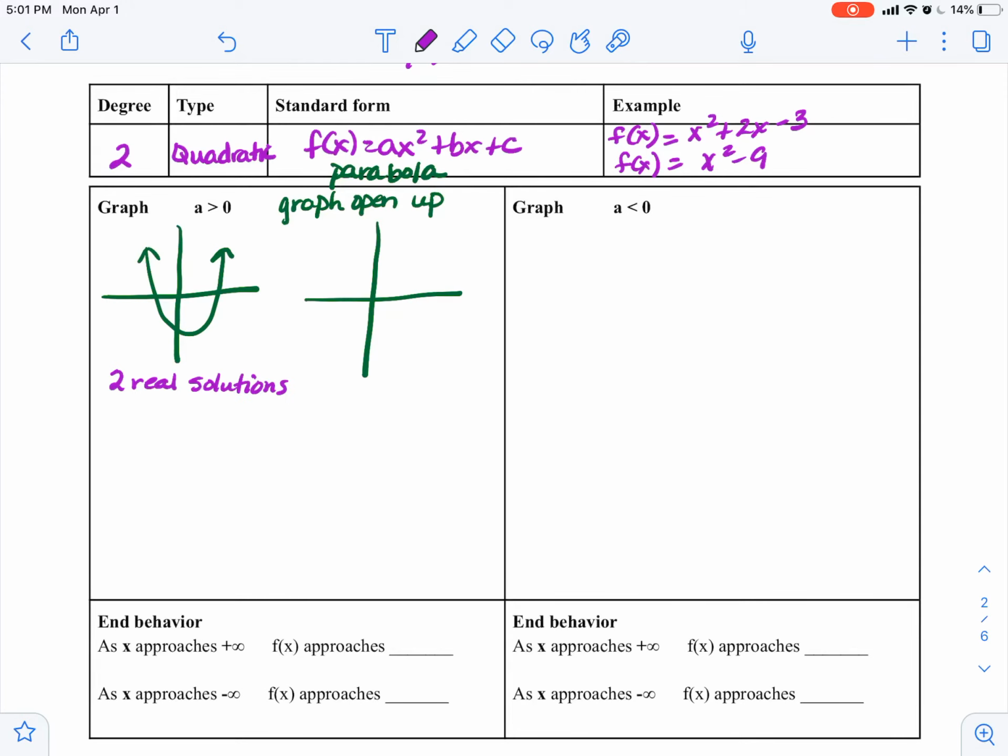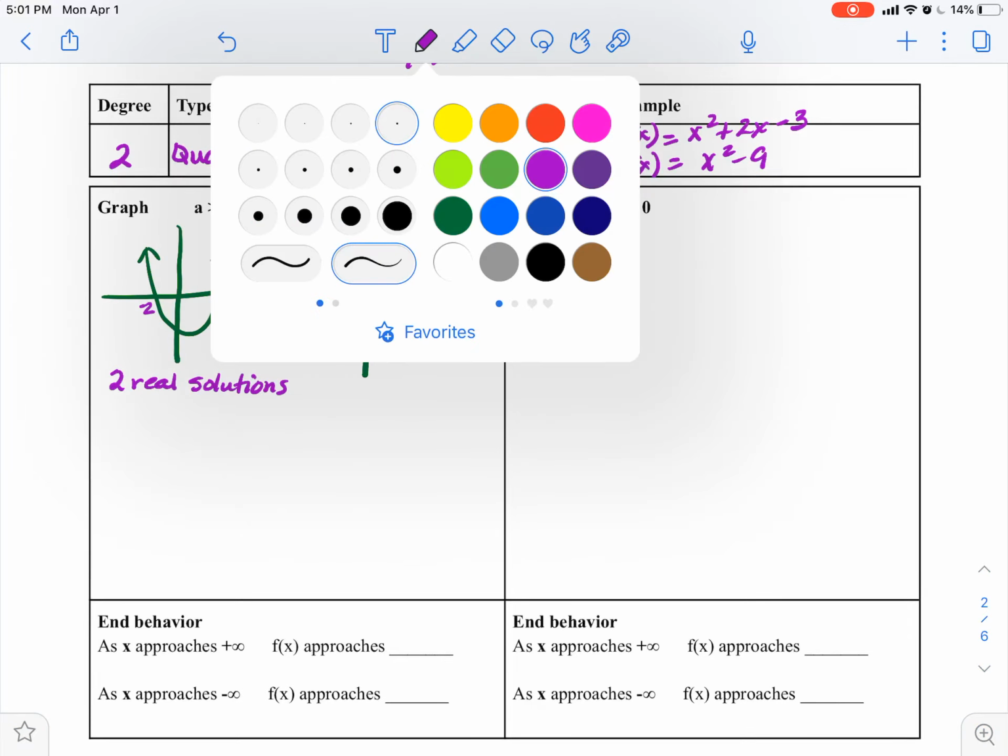Now, that could be fractions, because fractions are real numbers. But you could have this, let's say, crossing at -2 and 3. That is 2 real solutions. I can factor it, or I can use the quadratic formula, or I can complete the square, but I'm going to get 2 actual values. Our next one that we're going to look at, oops, I meant to do that in purple.